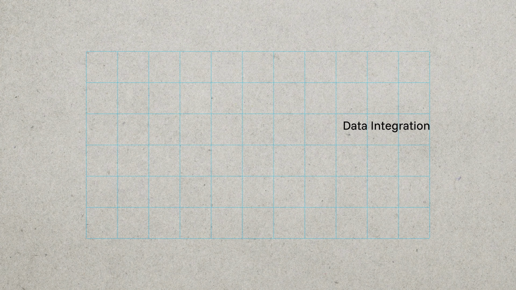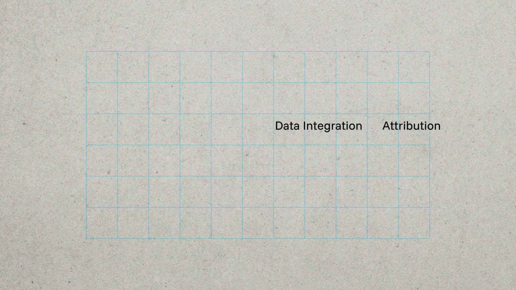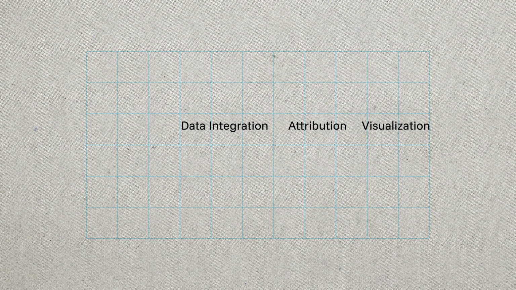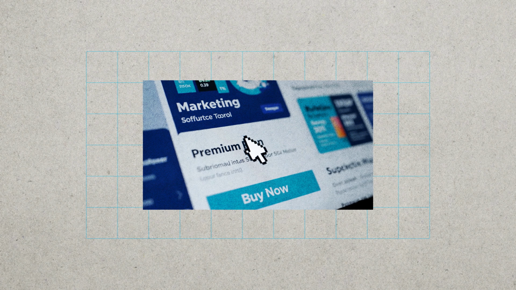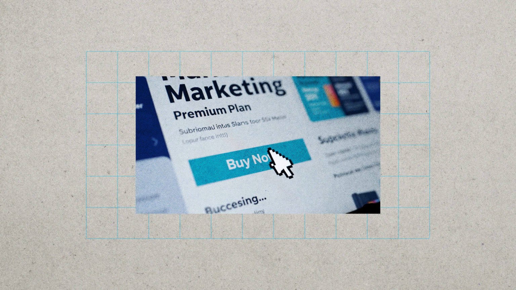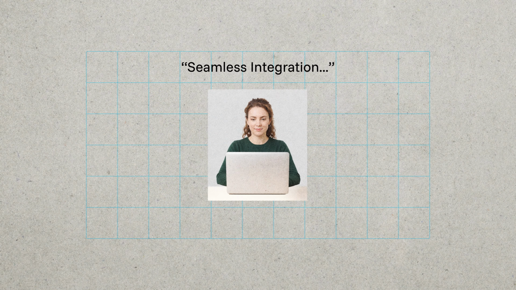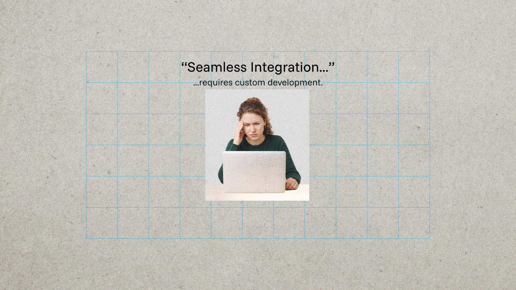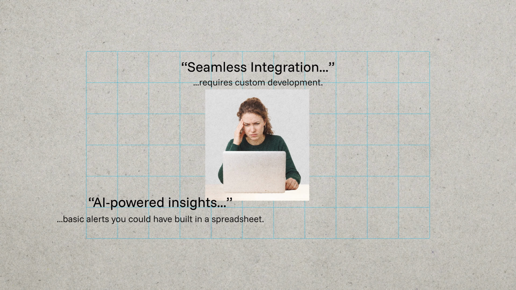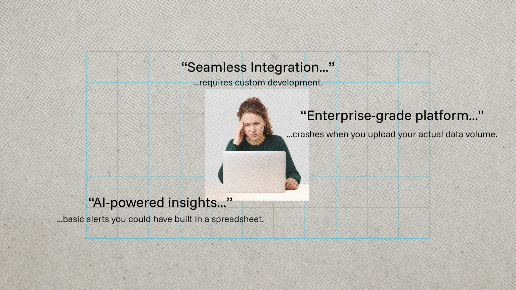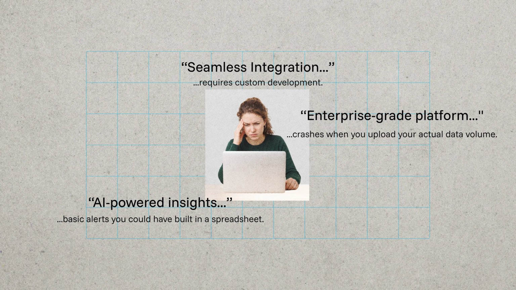Sales tell you this tool solves everything. Data integration? Check. Attribution? Check. Visualization? Check. Predictive analytics? Check. One platform does it all. You buy it. Implementation starts. Then, reality hits. The seamless integration requires custom development. The AI-powered insights are basic alerts you could have built in a spreadsheet. The enterprise-grade platform crashes when you upload your actual data volume. 6 months later, you're back to square one.